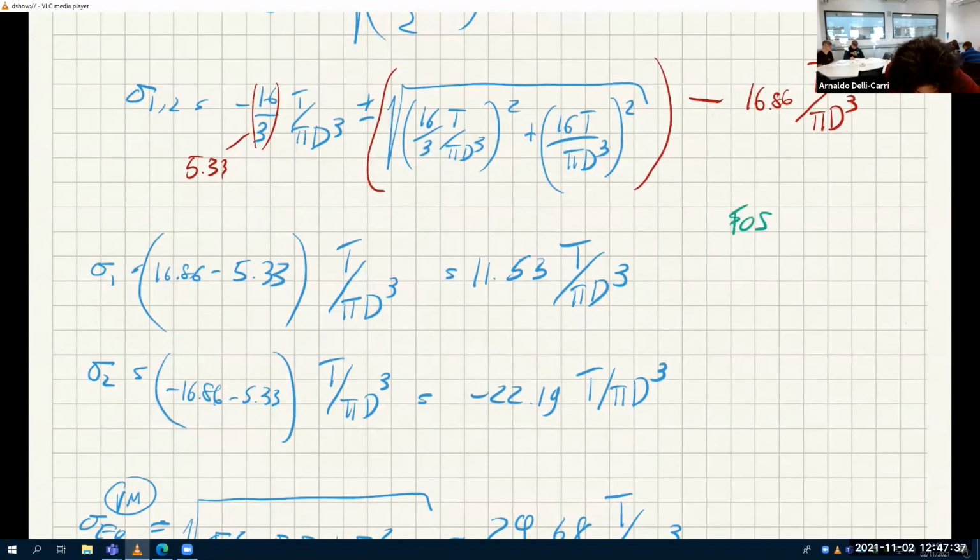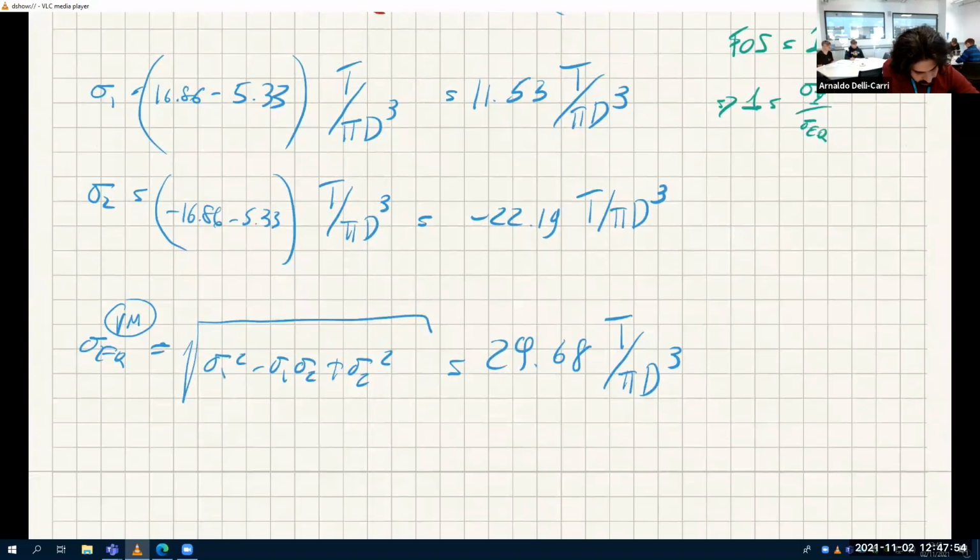Factor of safety is 1, but factor of safety is also equal to sigma yield over sigma equivalent. So that means that sigma yield is sigma equivalent. And so that means that this is also equal to sigma yield, which is 150. Okay?